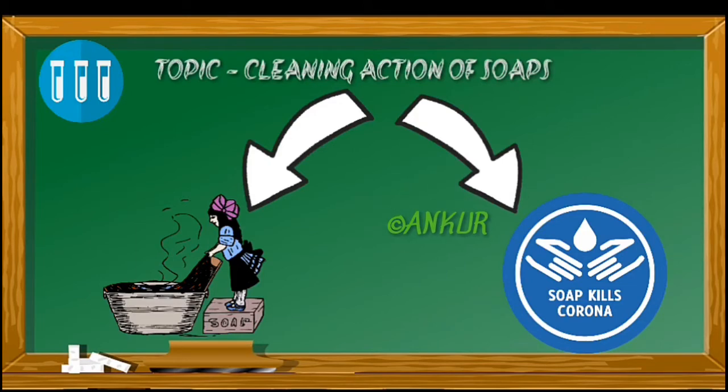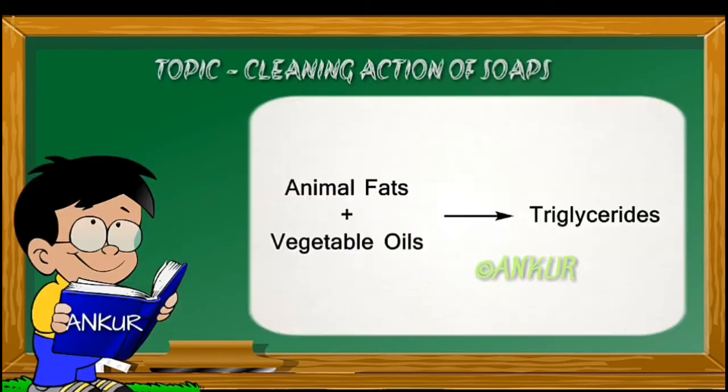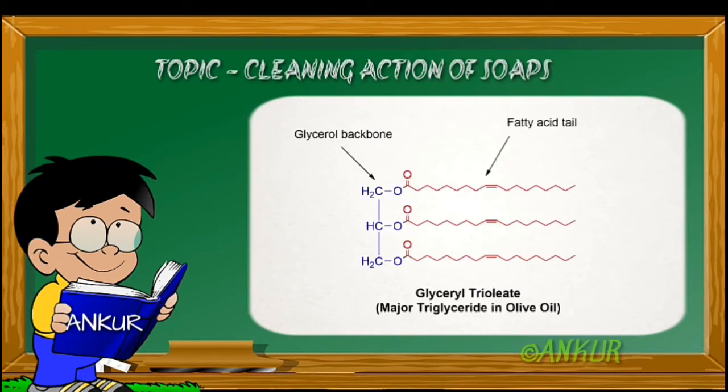Soap is useful in hand washing and cloth washing. So now understand its working. Soap is derived from triglycerides, which are the fat storage molecule used by almost all plants and animals. Animal fats and vegetable oils are almost just pure triglycerides.